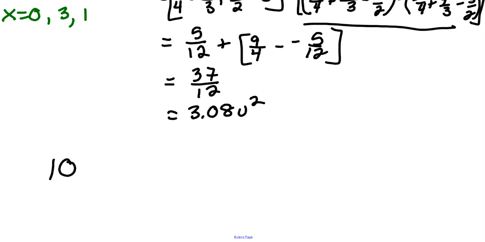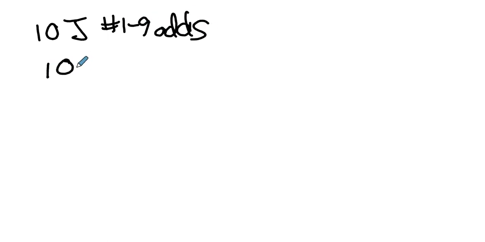Okay, so for homework is 10J, 1 through 9 odds, and then 10K, numbers 1 through 5.